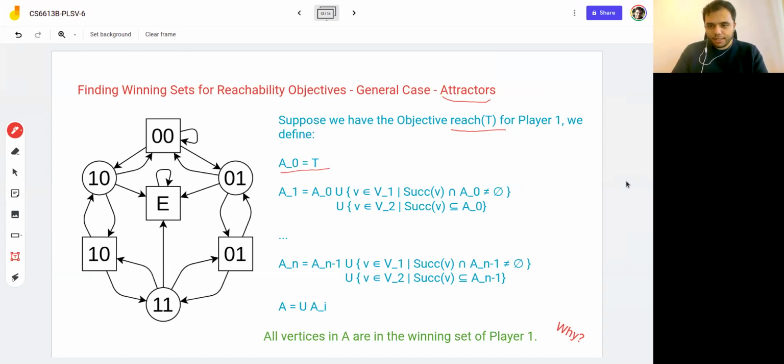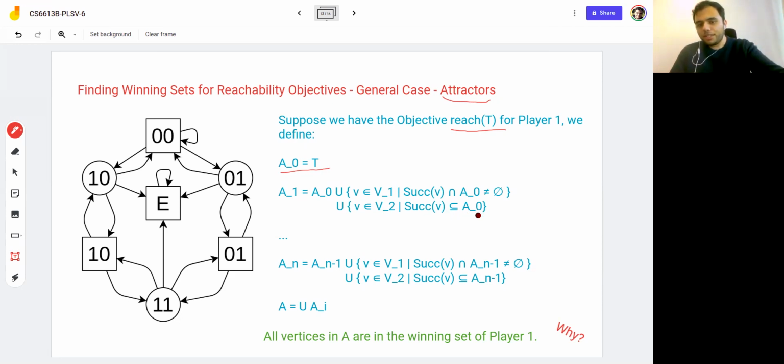And then at each step, I just use what I know until this point to create a new set. So what I know until this point is that if I start from A0, I can reach T and I win. So another way of winning is that if I'm in a vertex in V1, so this is a vertex under the control of player 1, and it has at least one successor in A0. If this is the case, then player 1 can just go to that successor, and then we are in A0 and player 1 wins. Or the other case is that if the current vertex is under the control of player 2, but no matter what he does, he ends up in A0.